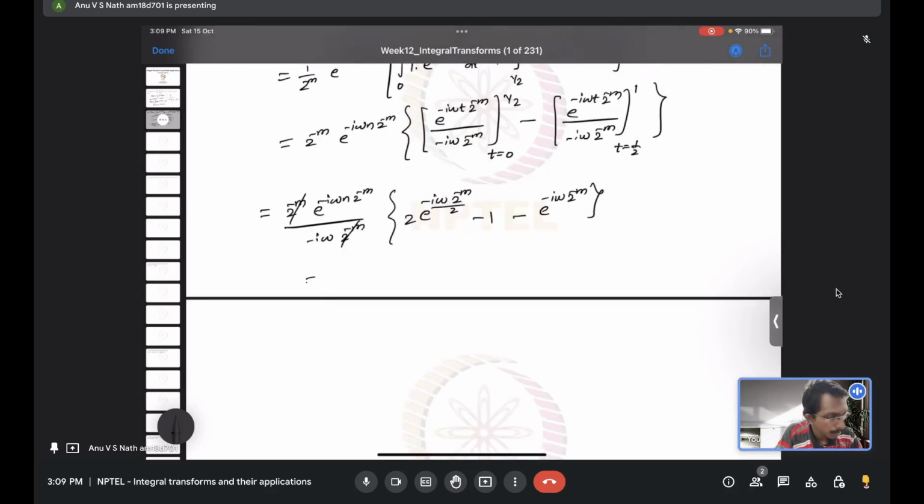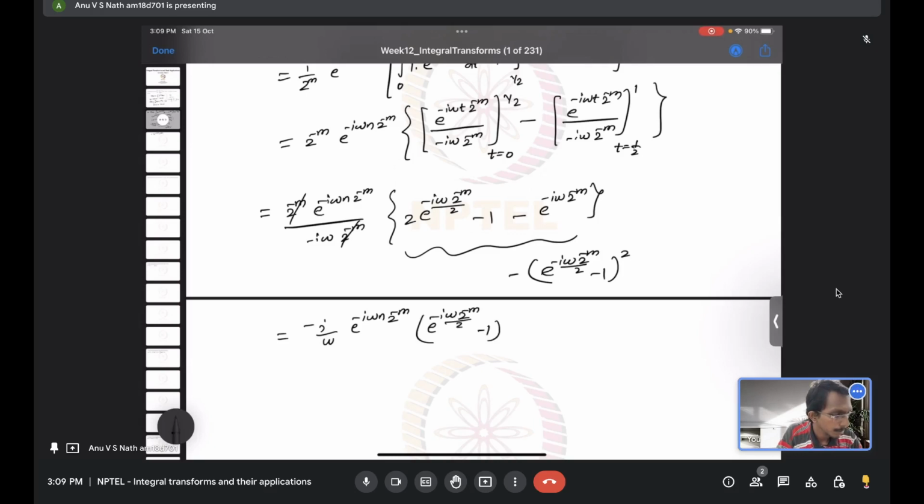So now this quantity we can write as basically i by omega e raised to minus i omega n 2 raised to minus m. Then whatever inside the bracket, if you see, it's actually e raised to minus i omega 2 raised to minus m by 2 minus 1 the whole square, with a minus sign. So that we can write here like e raised to minus i omega 2 raised to minus m by 2 minus 1, the whole square.